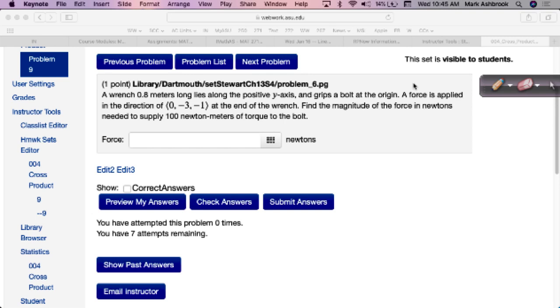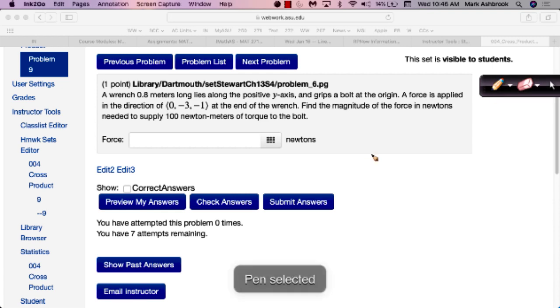Here's one that's causing the most difficulty, the cross product, the most recent one. Again, 2 to 95. So the wrench is 0.8 meters long, lies along the positive y-axis and grips the bolt at the origin. Okay.